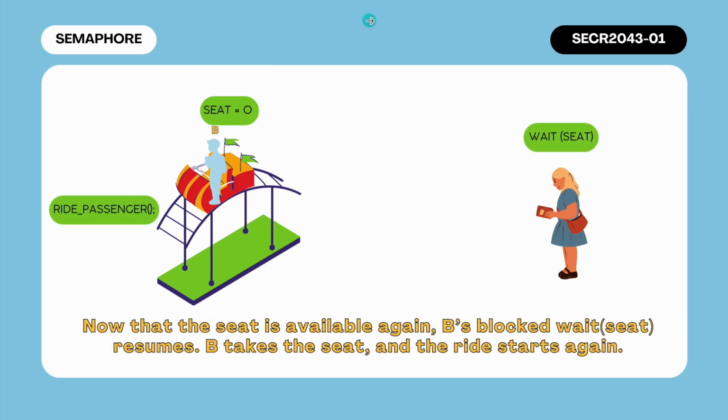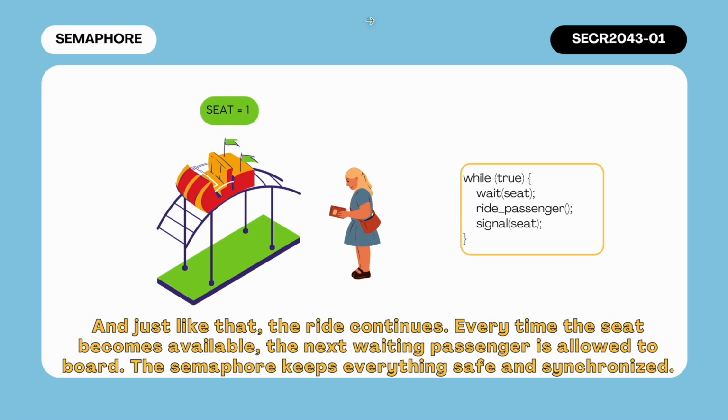Now that the seat is available again, B's blocked wait seat resumes and B takes the seat, and the ride starts again. And just like that, the ride continues. Every time the seat becomes available, the next waiting passenger is allowed to board. The semaphore keeps everything safe and synchronized.